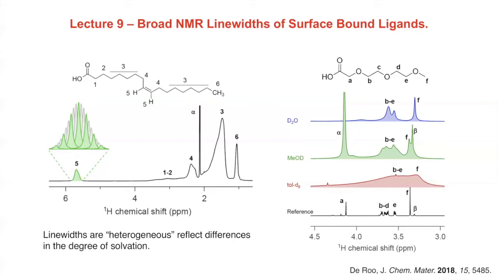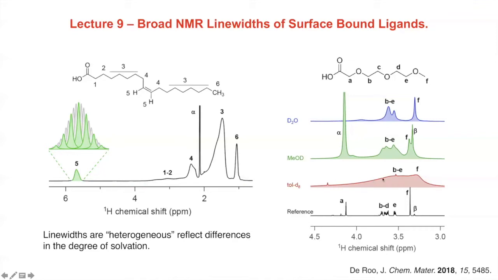The particles are not totally uniform in their ligand packing, and places where the solvent penetrates better or worse show up at slightly different chemical shifts. And so the sum of those solvation environments gives you this broad peak. And if you take ligands like this one here, this ethylene oxide oligomer, all these different hydrogens have slightly different chemical shifts. And if you look at them in different solvent media, so for example, toluene D8, methanol, and water, there's really big changes in the line width.